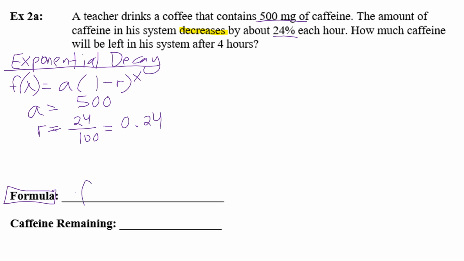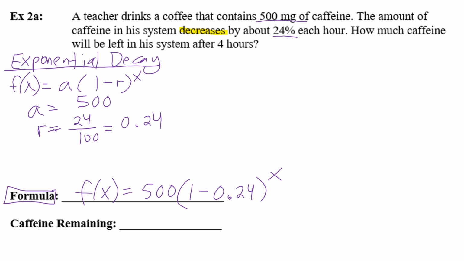So we'll have f of x equals a, which we said was 500, parentheses 1 minus 0.24 raised to the x. Again, we're not plugging anything in for x at the moment because we want a formula that will work for any time value.